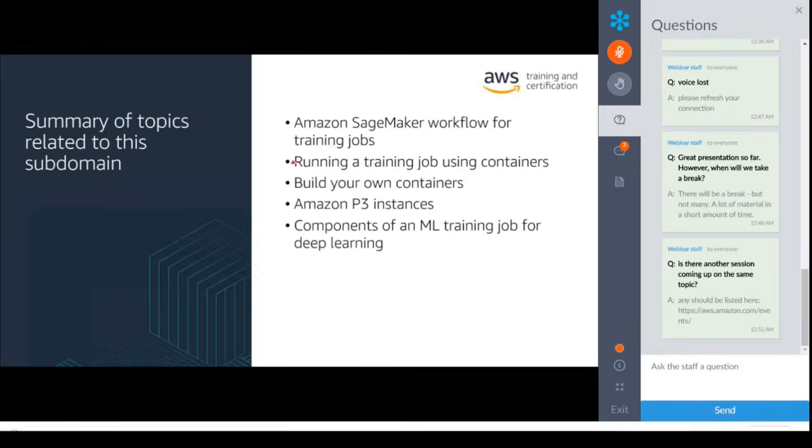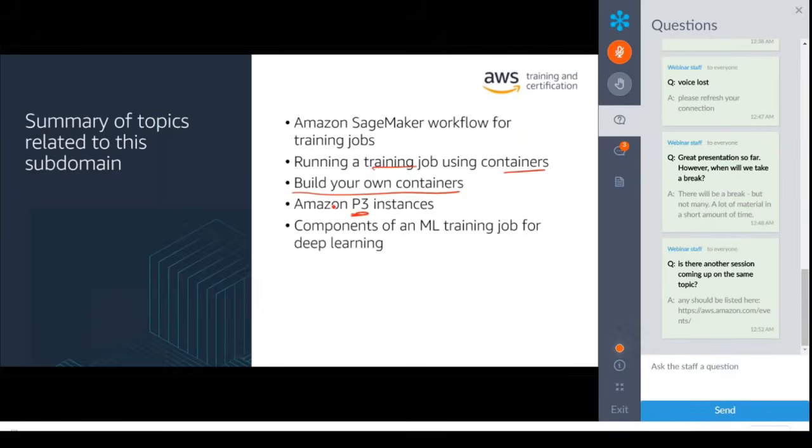So you need to know how to run training jobs using containers. You need to know how to build your own containers. This is Docker we're talking about here. You just need to know it's possible. On the exam, we're not going to say, here's a Dockerfile with the source code, what do you think of this? Let's critique this Python, let's critique this R. That's too deep.